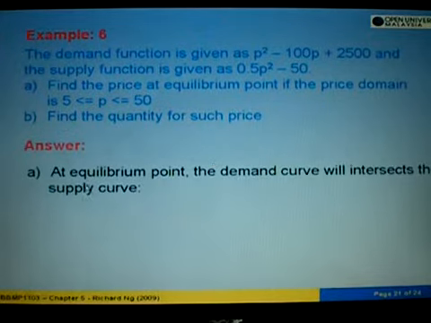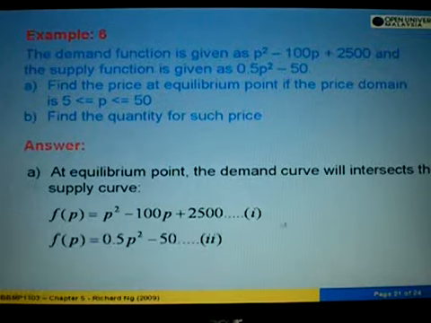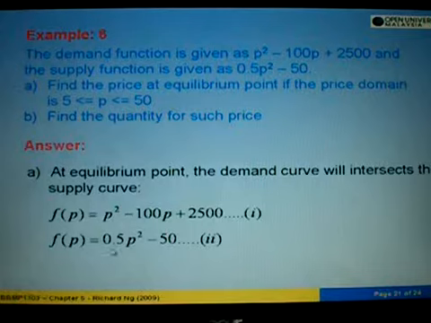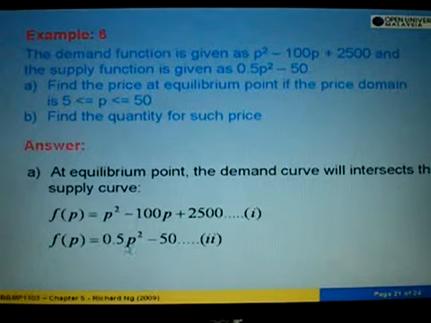Now at equilibrium point, the demand curve will intersect with the supply curve. Bear in mind. First we look at the demand function, which is given as p square minus 100p plus 2500. Let's take this as equation 1. And the supply function is given as 0.5p square minus 50. Let's take this as equation 2. So in order to find the equilibrium point, we need to find the intersection point between these two curves.